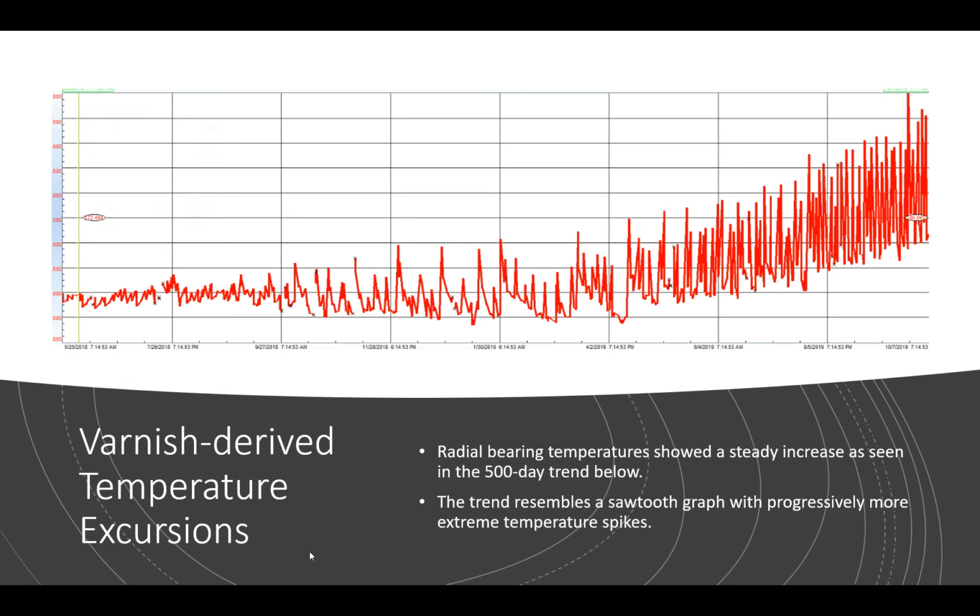We have here an example of varnish-derived temperature excursions. What do we recognize when we start on the left side? You can see the small peaks starting to become larger and larger. And you will see that at around three-quarters of the graph, suddenly the curve starts to become exponential. So there's a hysteresis occurring on this 500-day trend. And so progressively, you see that the temperature spikes are becoming more extreme. And how can we explain that?